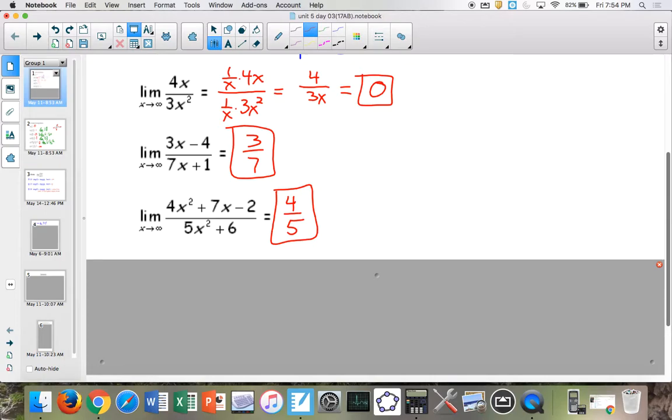If you like, you could divide everything by x squared. In each of those terms, the limit as x approaches infinity, those are going to equal 0. So we're left with constants 4 and 5, so therefore we get 4/5.